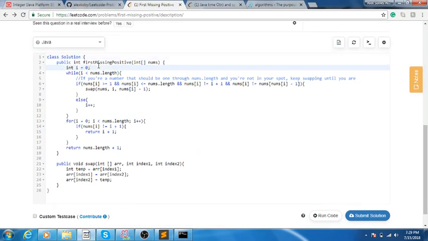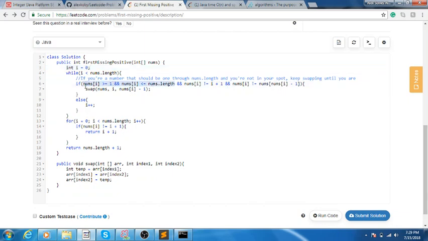So you'll create an integer I, and you'll set it equal to 0. And then you'll say while I is less than nums.length. So that means you're going to be looping through every number in the array. So the first thing you check is, that's what these two checks are.